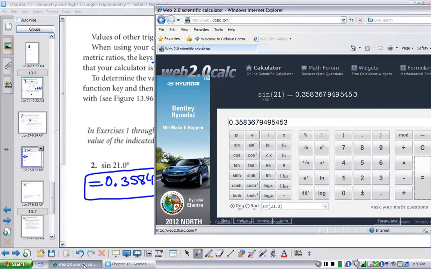Okay, so we're going out to 4 decimals, 0.358, round it up to 4. So you need to make sure that you know how to use your calculator.